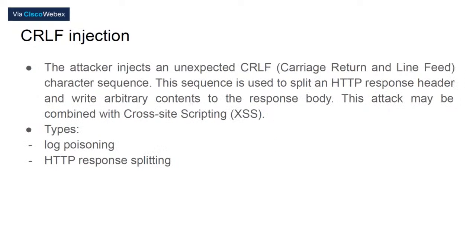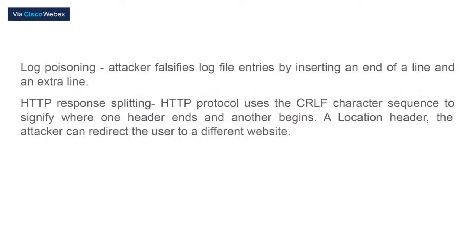Now coming to the CRLF injection attack, in this case the attacker injects an unexpected CRLF character sequence, that is, the carriage return and line feed. This sequence is used to split an HTTP response header and write some arbitrary content to the response body. This attack can also be combined with cross-site scripting, which we have seen now. There are two types: log poisoning and HTTP response splitting. In log poisoning, the attacker falsifies the log file entries by inserting an end of line and an extra line.